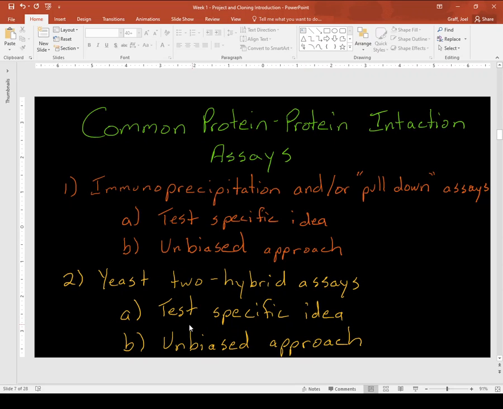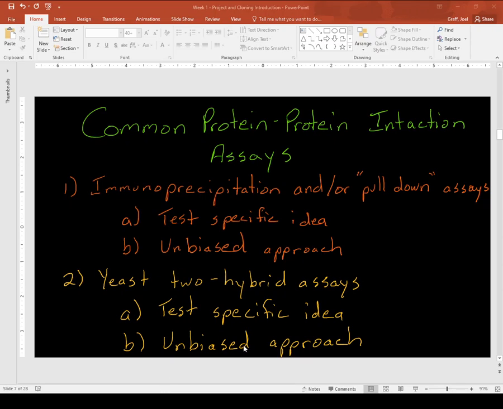With yeast-2 hybrid, again, you can have two proteins in mind that you think might interact, and so you can test that specific idea, or what my lab does a lot of are called yeast-2 hybrid screens, and in this case, we, let me close this.